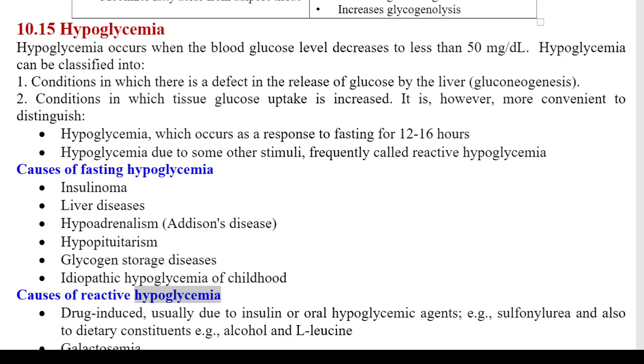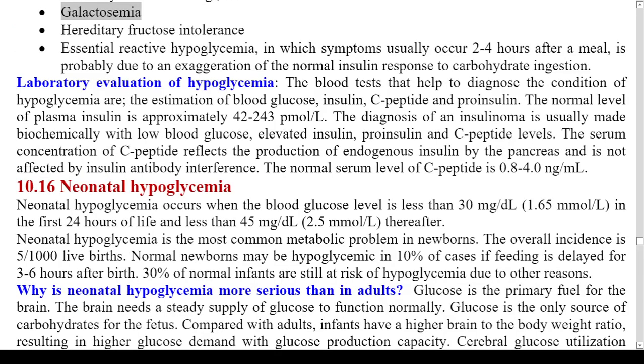Causes of reactive hypoglycemia: drug-induced, usually due to insulin or oral hypoglycemic agents, for example sulfonylurea, and also due to dietary constituents, for example alcohol and L-leucine; galactosemia; hereditary fructose intolerance; essential reactive hypoglycemia, in which symptoms usually occur 2 to 4 hours after a meal, is probably due to an exaggeration of the normal insulin response to carbohydrate ingestion.